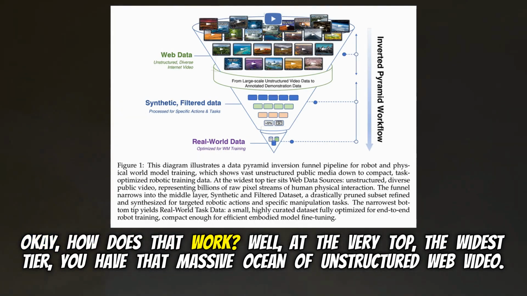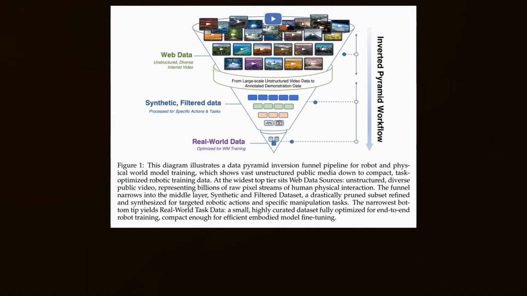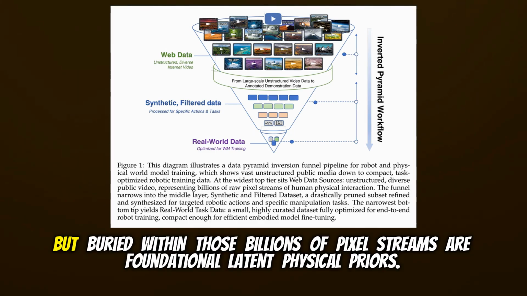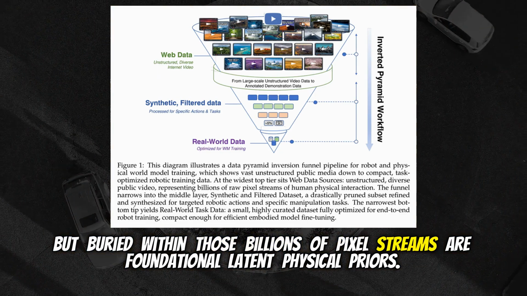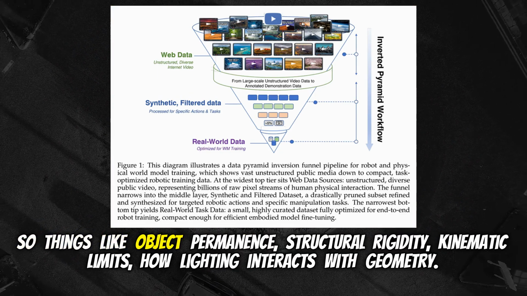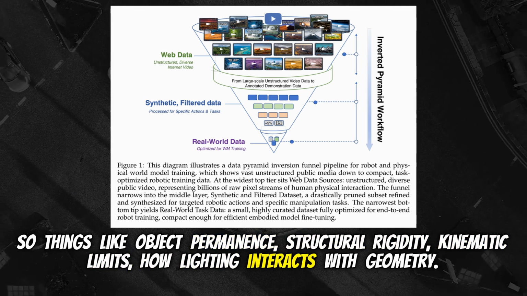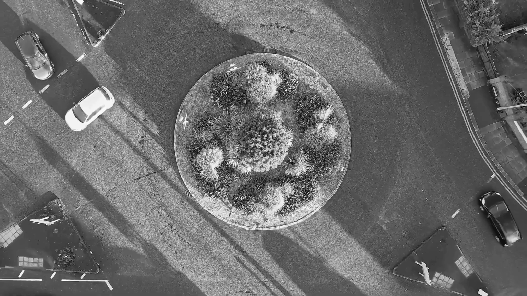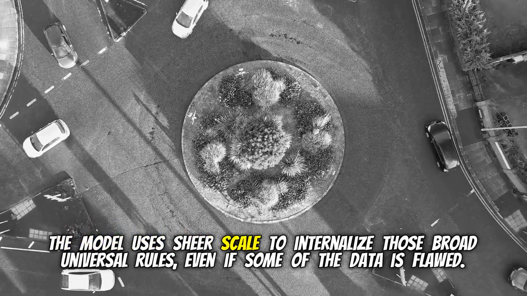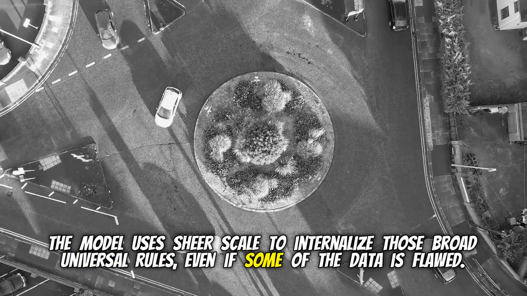Okay, how does that work? Well, at the very top, the widest tier, you have that massive ocean of unstructured web video. It is incredibly noisy, yes. But buried within those billions of pixel streams are foundational latent physical priors. So things like object permanence, structural rigidity, kinematic limits, how lighting interacts with geometry. Exactly. The model uses sheer scale to internalize those broad universal rules, even if some of the data is flawed.